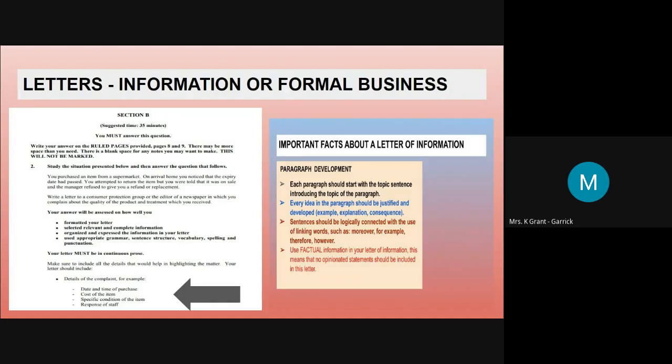Now, just some quick facts about a letter of information. When you're thinking about a letter of information, remember each paragraph should start with a topic sentence. The idea should be justified. That means you must be telling us, giving an example, explanation, and consequence or results. You need to convey to us sentences that should be logical and connected with link words like moreover, for example, therefore, and however. And remember, it's facts. So the facts will come from the scenario that CSEC chooses to give you in question 2.